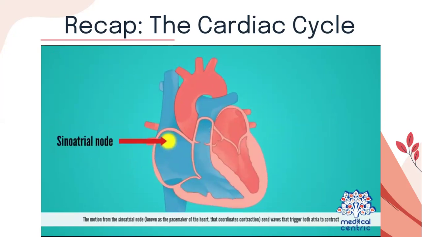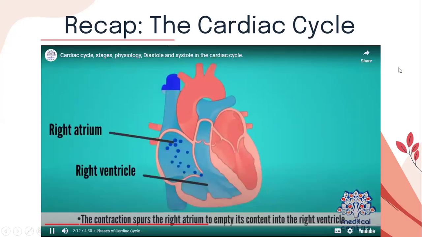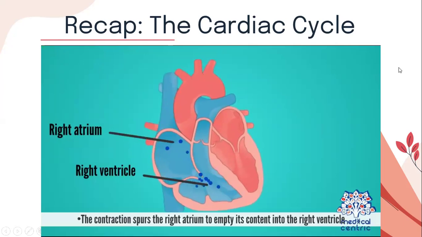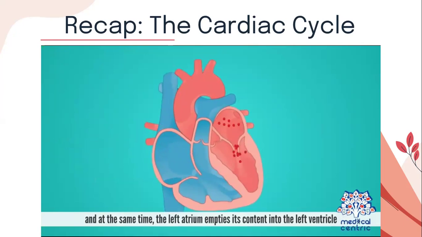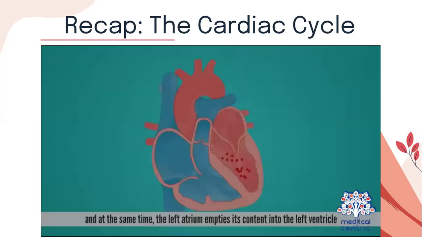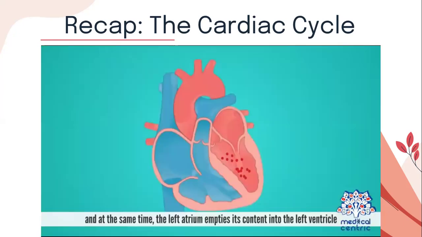The motion from the sinoatrial node, known as the pacemaker of the heart that coordinates contraction, sends waves that trigger both atria to contract. The contraction spurs the right atrium to empty its content into the right ventricle, and at the same time, the left atrium empties its content into the left ventricle.